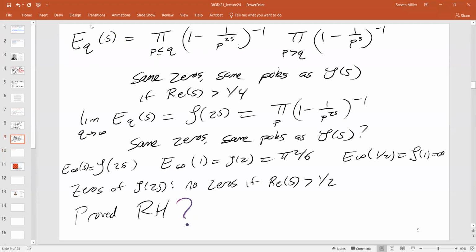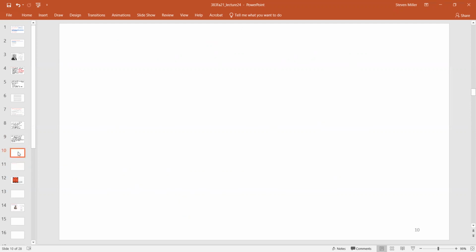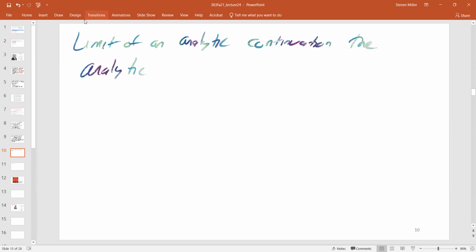So let me add one extra page. Is the limit of an analytic continuation the analytic continuation of the limit?